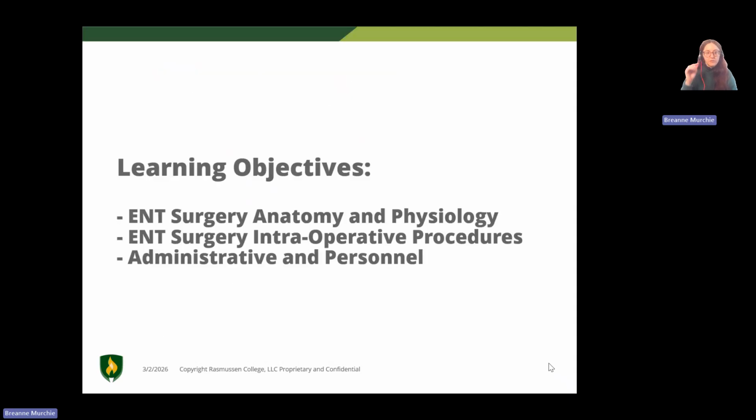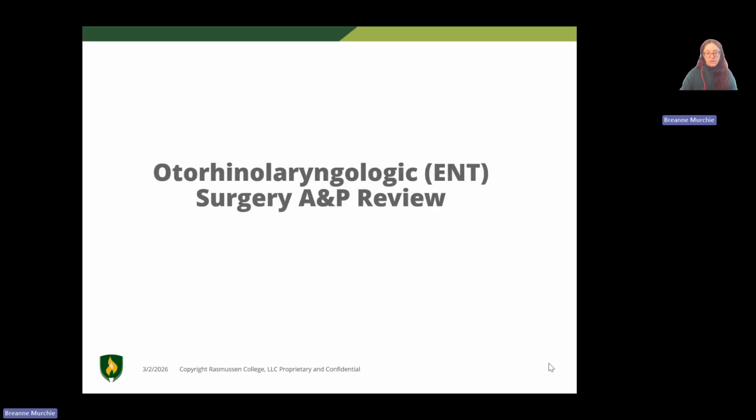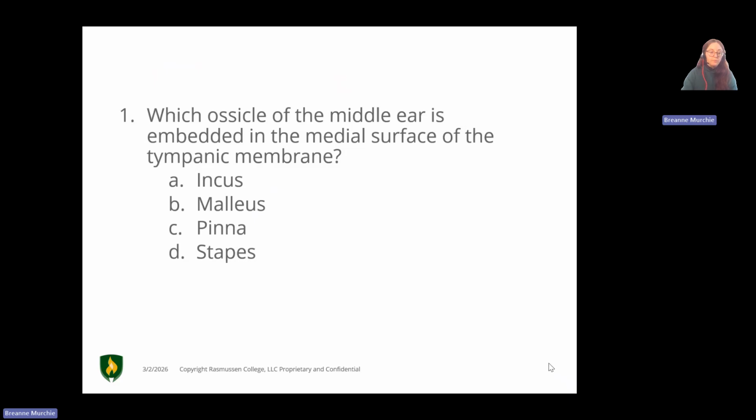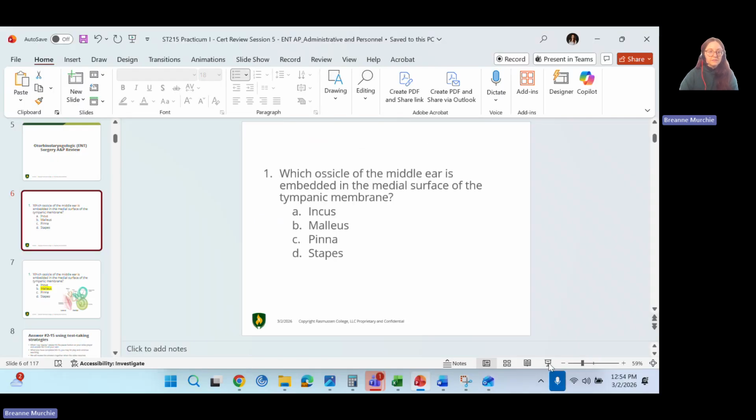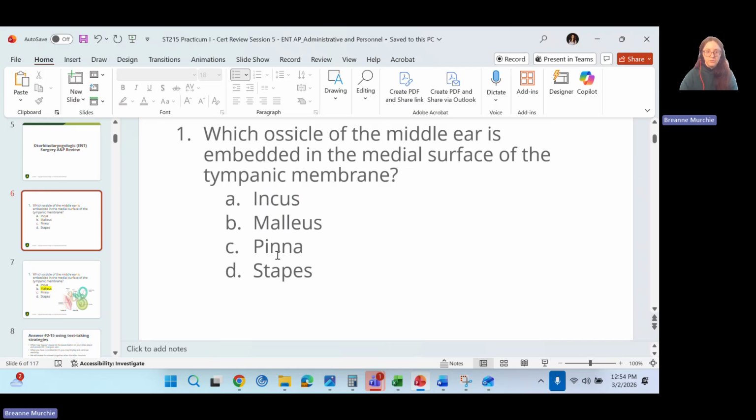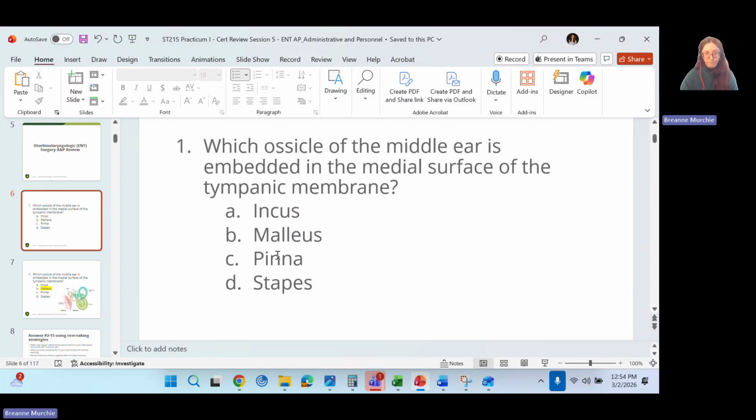Okay, our learning objectives for this week are ENT surgery anatomy and physiology, ENT surgery intraoperative procedures, and then administration and personnel is going to be our last category. Okay, so for the anatomy and physiology review, I'm going to exit out of presentation mode. Just like always, I'm going to zoom in so we can do this together.